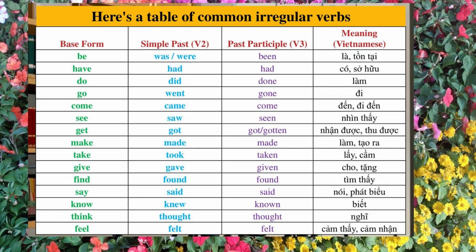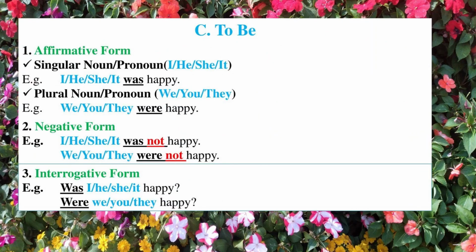Come: came. See: saw. Get: got. Make: made. Take: took. Give: gave. Find: found. Say: said. Know: knew. Think: thought. Feel: felt. The verb to be.